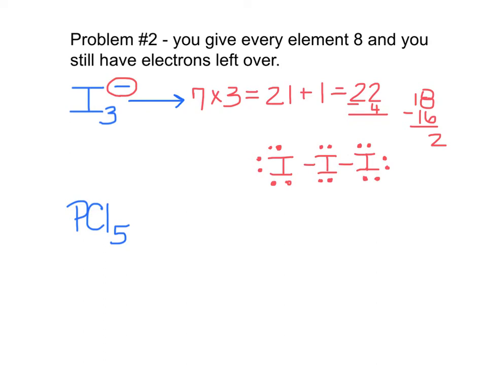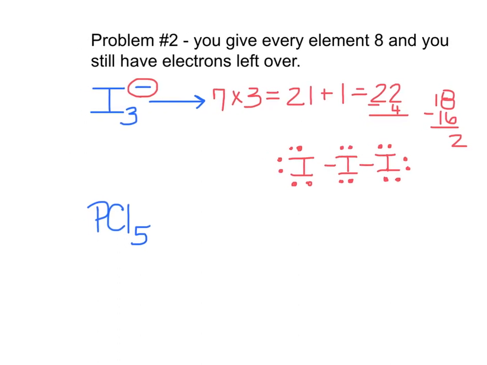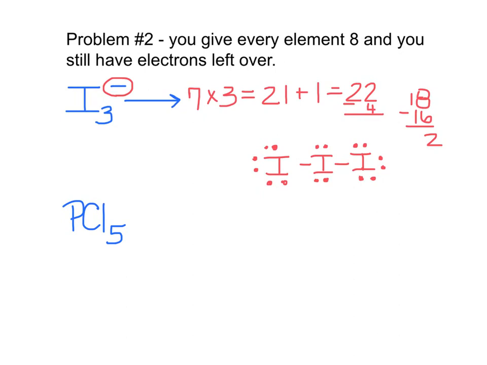If we look at this, you will see we have 2, 4, 6, 8 on this one, 2, 4, 6, 8 on this one, and 2, 4, 6, 8 on this one. Everybody's got 8, and yet we still have 2 electrons left over. So it's going to look weird, but you are actually going to put them on the element in the middle. That is what you do. You will see this happen occasionally. Remember, try to follow the rules.